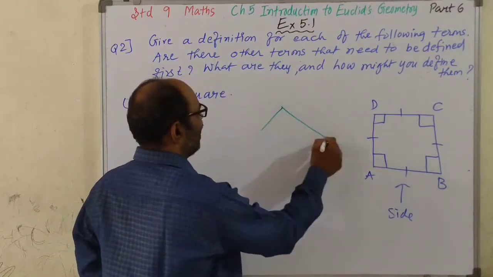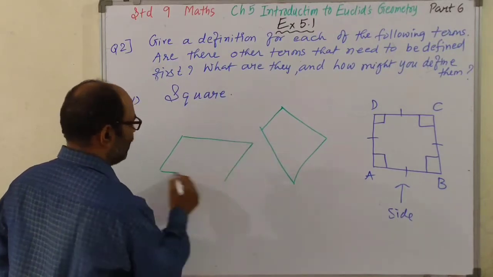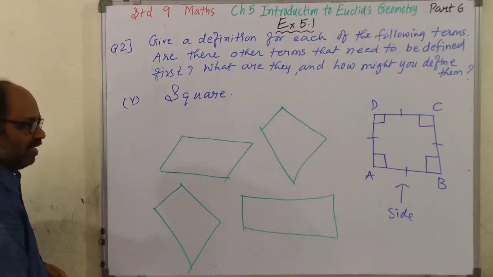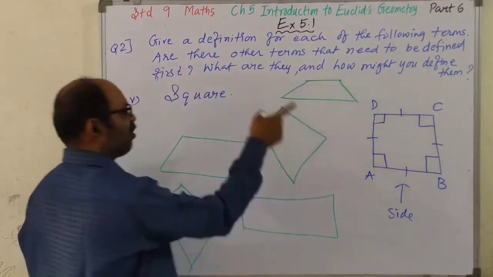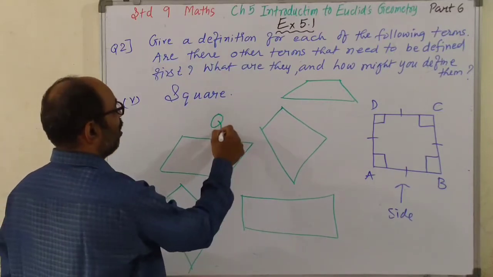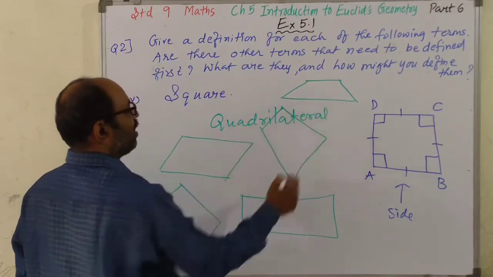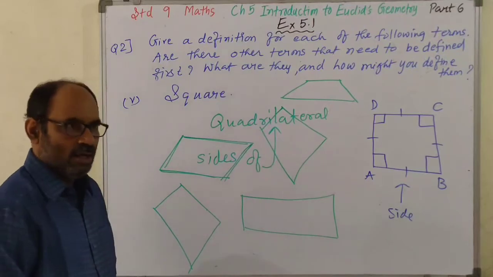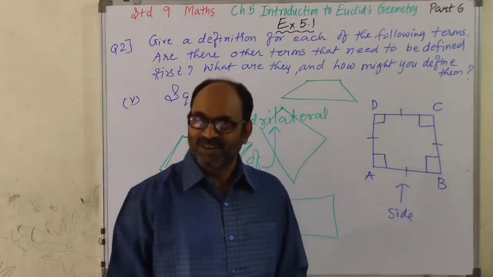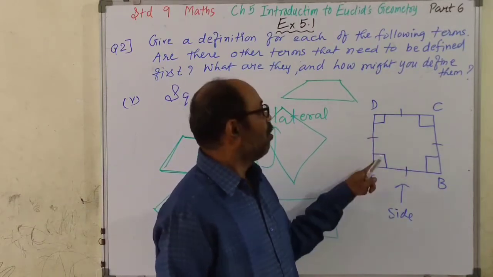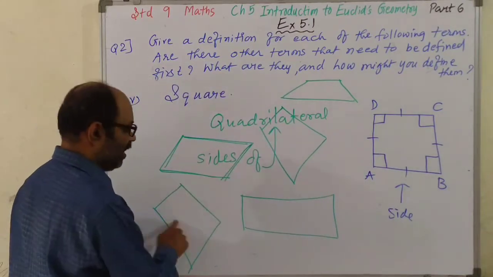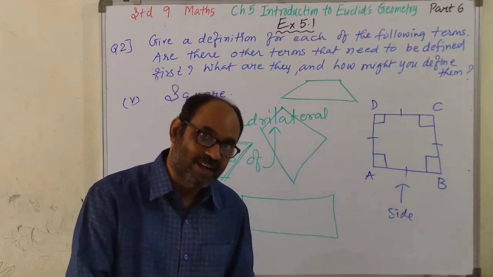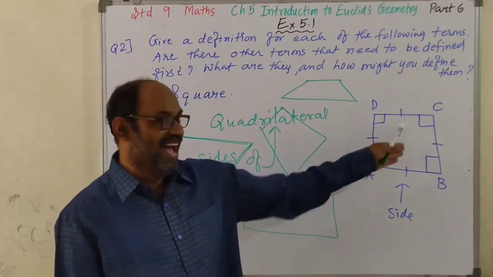Children, this closed figure is formed of 4 line segments, some like this. See these closed figures which are formed of 4 line segments, they are called quadrilaterals, and the line segments you see are called sides of the quadrilateral. So this square is a quadrilateral with all 4 sides equal and all 4 angles right angles, because every quadrilateral has 4 sides and 4 angles. So a quadrilateral whose all 4 sides are equal and all 4 angles are right angles is known as a square.